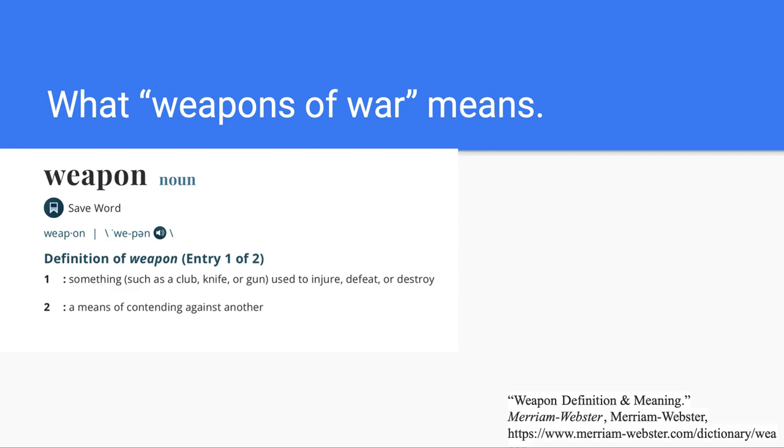So first we're just going to define what weapons of war means. From the Noah Webster Dictionary, weapon is defined as something such as a club, knife, or gun used to injure, defeat, or destroy. So weapons are usually classified as something that will do harm, such as a gun or knife, like I mentioned. However, in this presentation, I will be talking about another form of weapon the U.S. used. They used posters and videos as propaganda during World War I to get messages across to people.